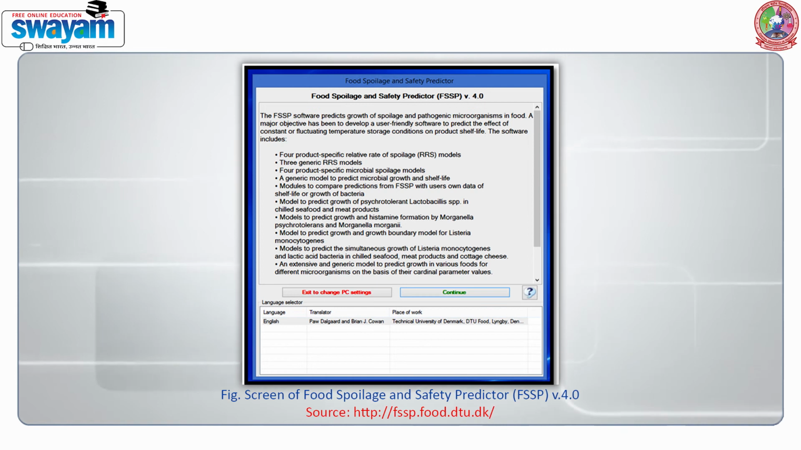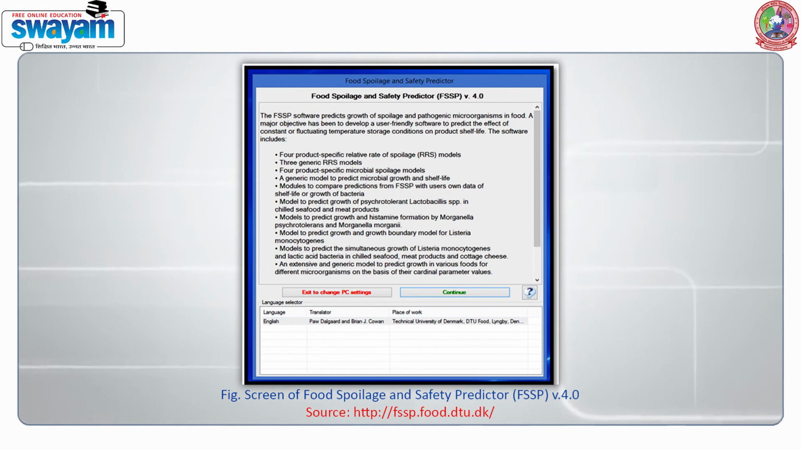This is another very popular model which is food spoilage and safety predictor, which is FSSP. Various versions are available in the market. On the screen you can see the version 4. This software predicts the growth of spoilage and pathogenic microorganisms in food. The major objective is to develop a user-friendly software to predict the effect of different types of fluctuating temperature conditions and also how the product is going to behave.